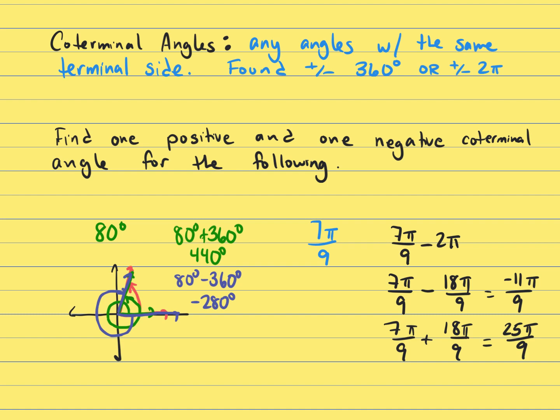If I did want to graph 7 pi over 9 and these, I'd probably have to turn them to degrees, because it's not a great idea of what they look like. But I do know 7 pi over 9 would be somewhere in quadrant 2.